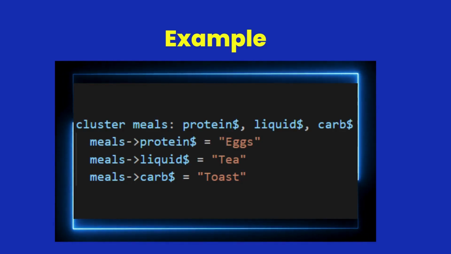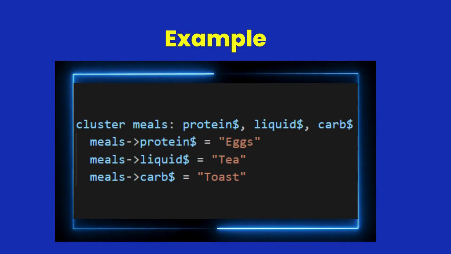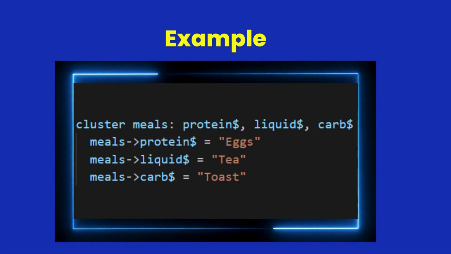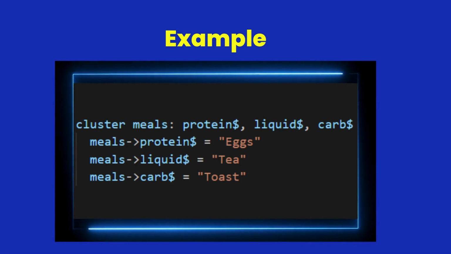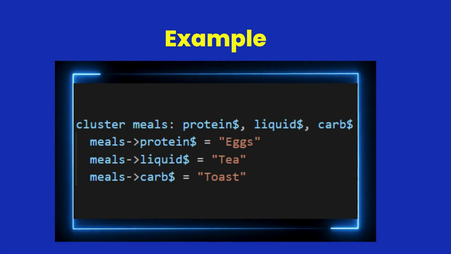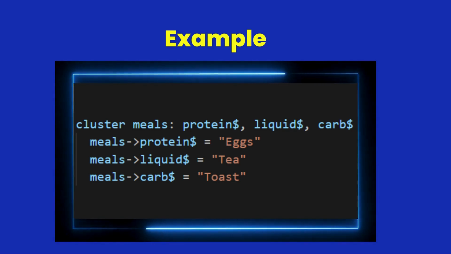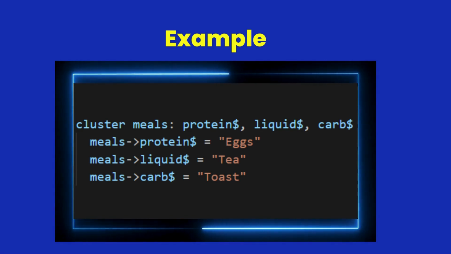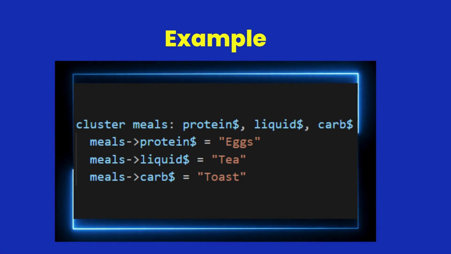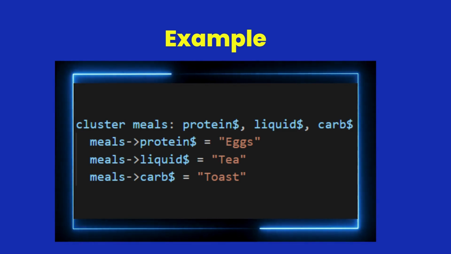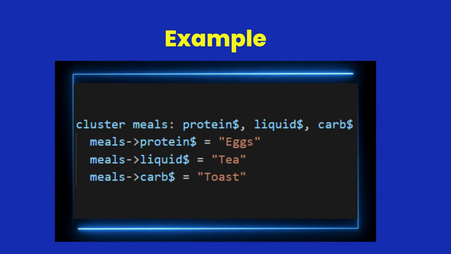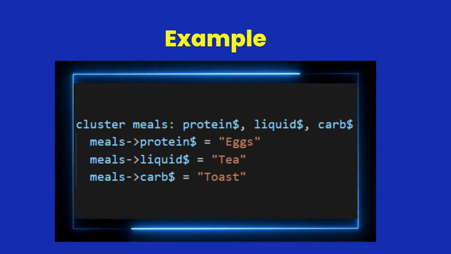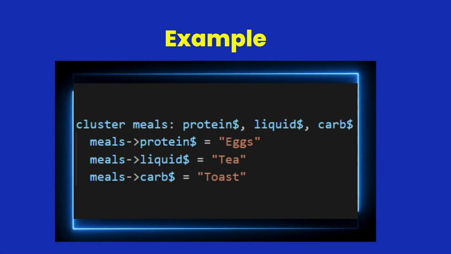In this example, we define a simple cluster in Sheerpower. First, we create a cluster named meals with 3 fields: protein$, liquid$, and carb$. Next, we assign values to each field within the meals cluster. In this example, the protein$ field is set to eggs, the liquid$ field to tea, and the carb$ field to toast. This demonstrates how to define a cluster and assign values to its members in Sheerpower.